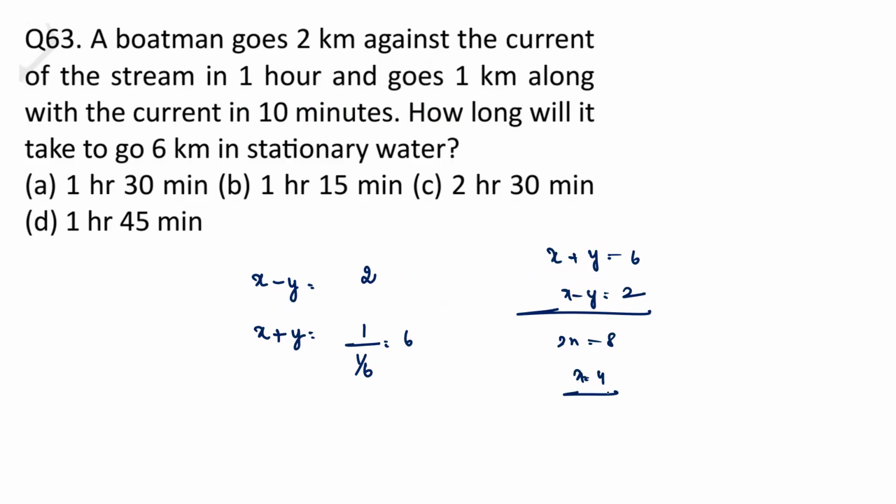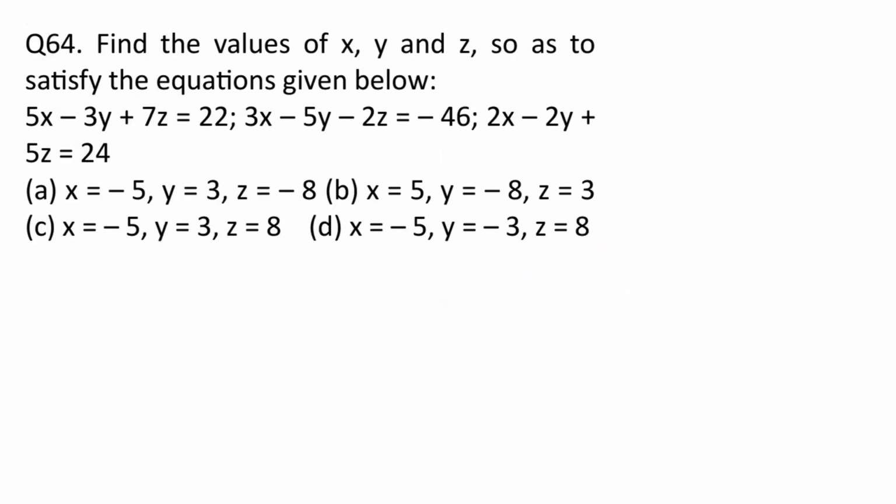This is the speed of still water, the speed of the boat in still water, and the speed of the stream is 2. How long will it take to go 6 kilometers in stationary water? 6 kilometers divided by 4, with the speed 4. X is nothing but the speed in still water. It takes 1.5 hours. First find out x and y, then you can find it out.